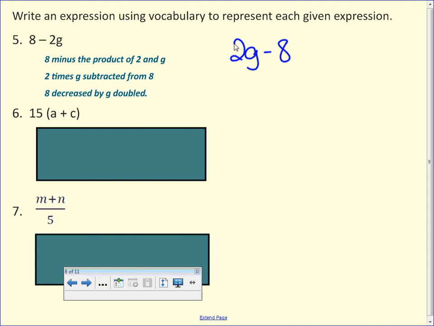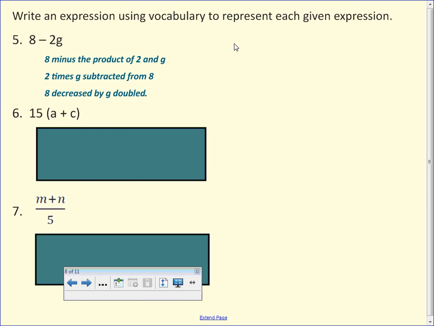Subtraction is not commutative. That means something different. So that would not be correct. The product of 2 and g minus 8 is different than that. That's 8 minus the product of 2 and g. You could say the product of 2 and g less than 8. Then the 8 would come first, and that would be okay. What you had written down means something different, so make sure you fix that.